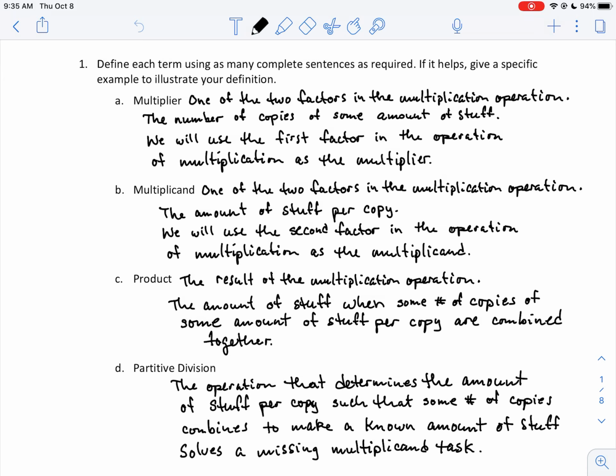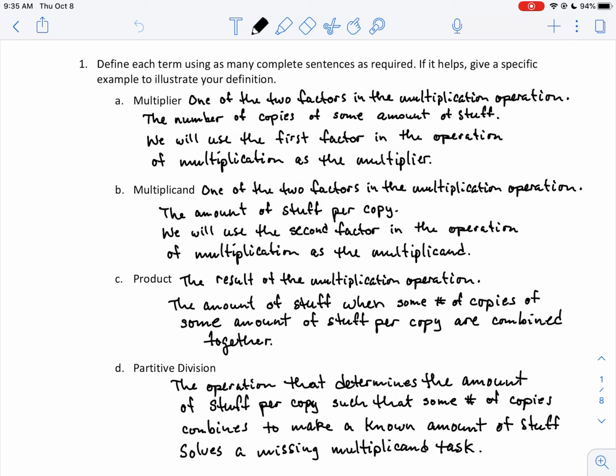Now you might have defined this differently. As long as you capture the essence of what I wrote there, then I think you will have defined it well enough. Multiplicand: one of the two factors in the multiplication operation. This one is the amount of stuff per copy. And we will use the second factor in the operation of multiplication as the multiplicand.